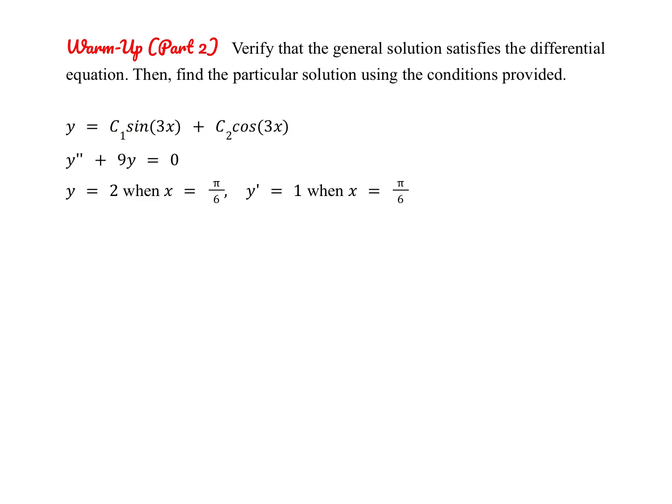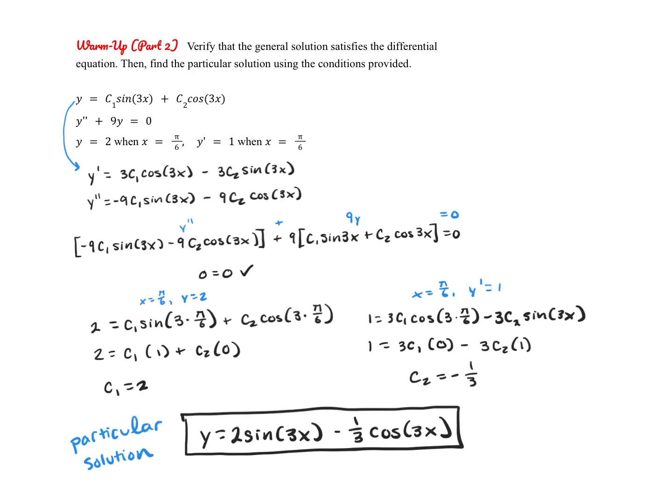All right, here's another one for you to try. Again, please pause the video and give it a shot. All right, go ahead and check your work here. For us to verify this general solution, we do need to take y and define y prime and y double prime. So we can substitute y double prime here, and then we'll substitute y right here and verify that it is in fact equal to 0. And here you get 0 equals 0, so that shows this is a general solution.